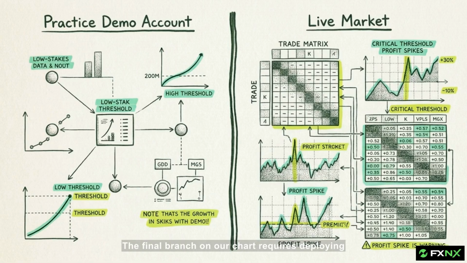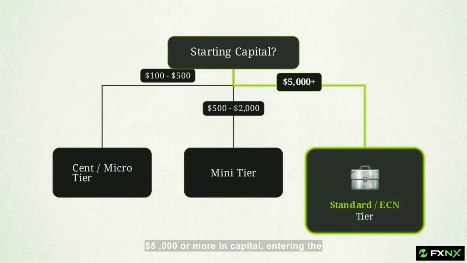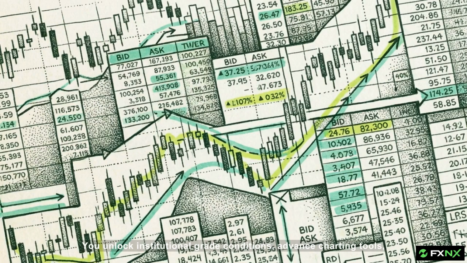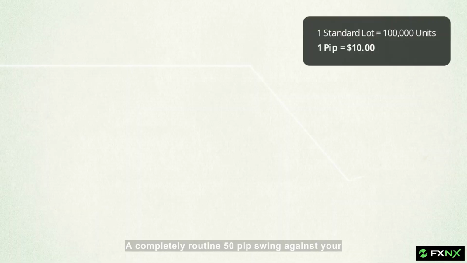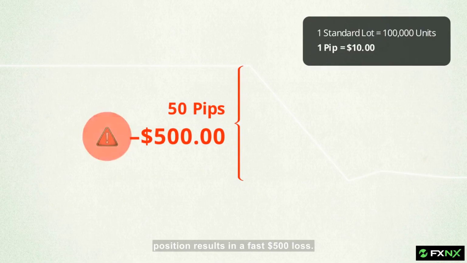The final branch on our chart requires deploying $5,000 or more in capital, entering the professional tier. Here, you are commanding 100,000 unit standard lots and utilizing direct market access models. You unlock institutional-grade conditions, advanced charting tools, and drastically lower transaction costs. But the risk exposure is extreme. Standard movements at this level are valued at roughly $10 per pip.